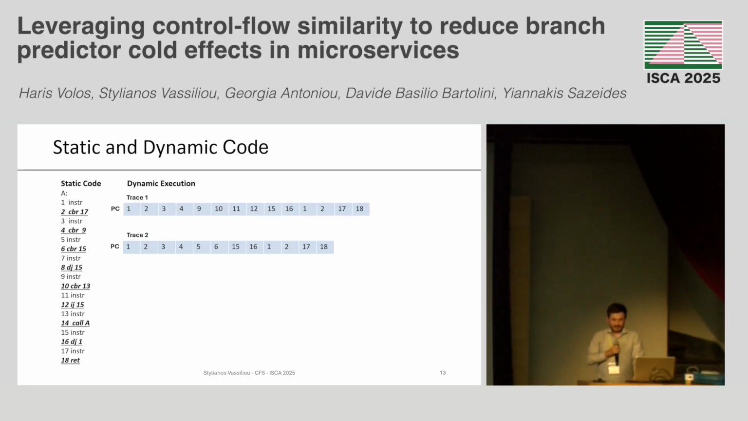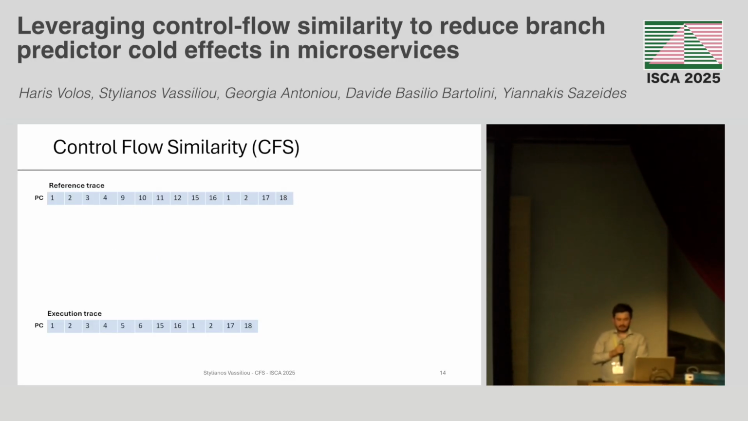A program has its static code, and depending on the input, it can create different dynamic executions from that code that we capture. Here we see two possible traces for the program. One is used as the reference trace, and the other the execution trace. We want to evaluate how similar the execution trace is to the reference trace used.